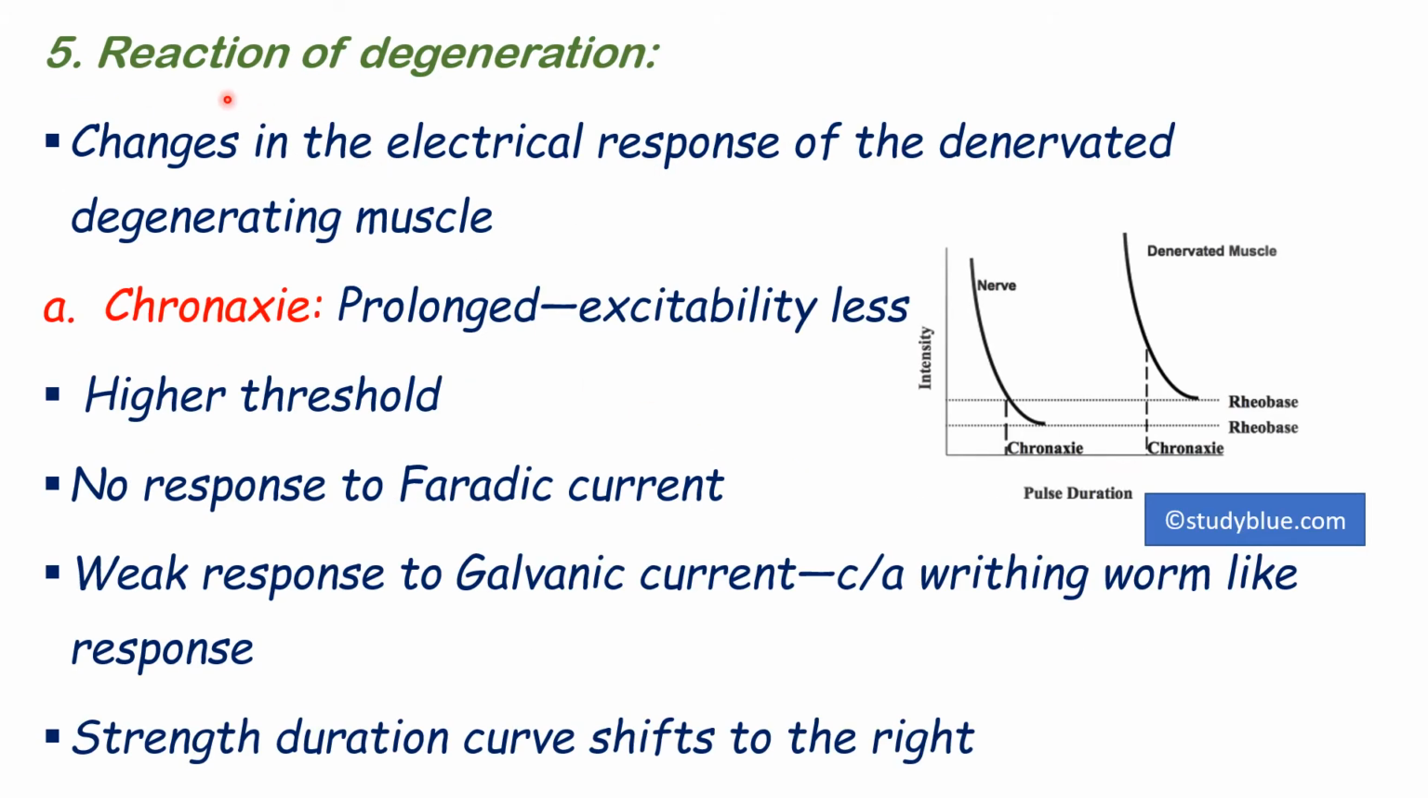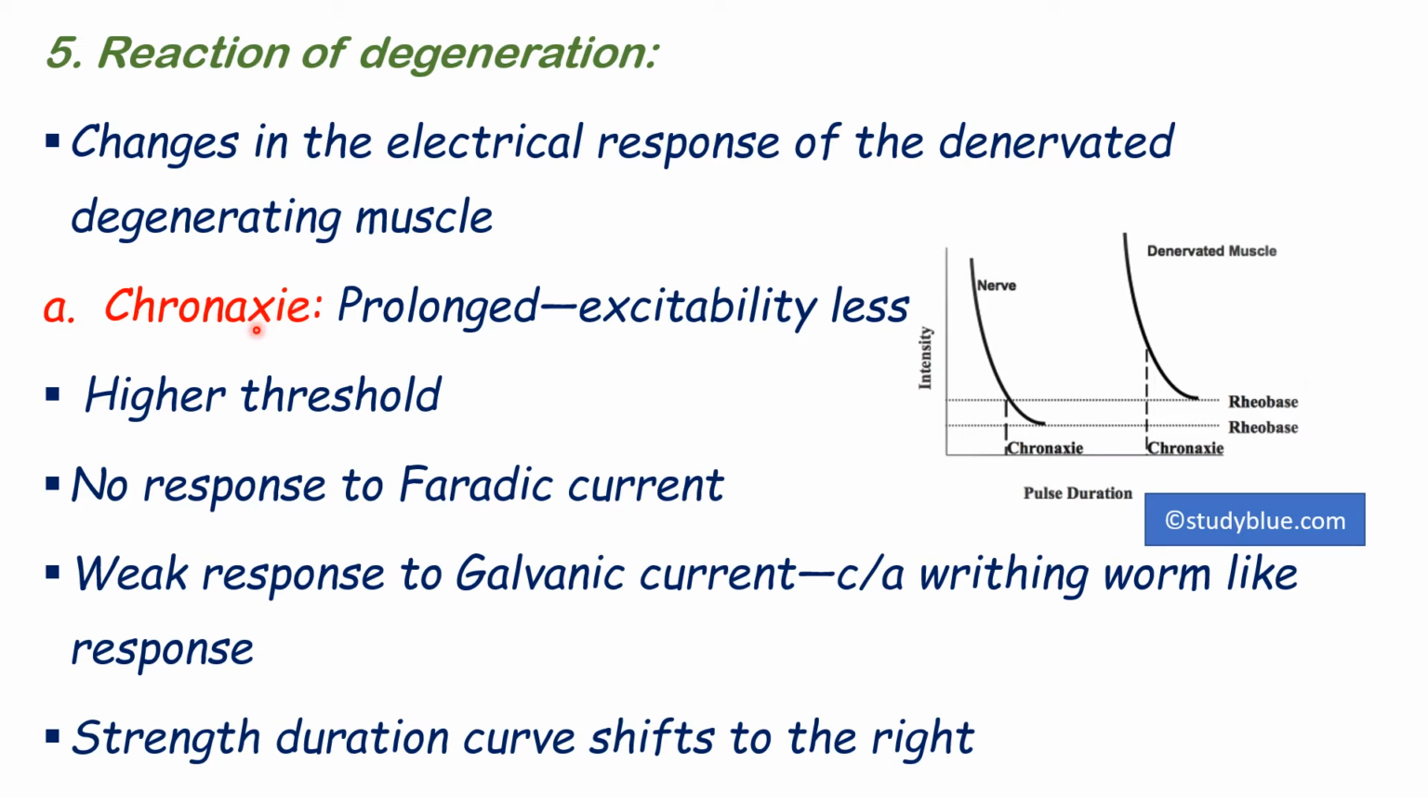Another very important effect of the lesion or cutting of the anterior spinal root is the reaction of degeneration. These are changes in the electrical response of the denervated, degenerating muscles, the muscle which is denervated and starts degenerating. The degenerating muscle shows these responses until it is replaced by fibrous tissue.